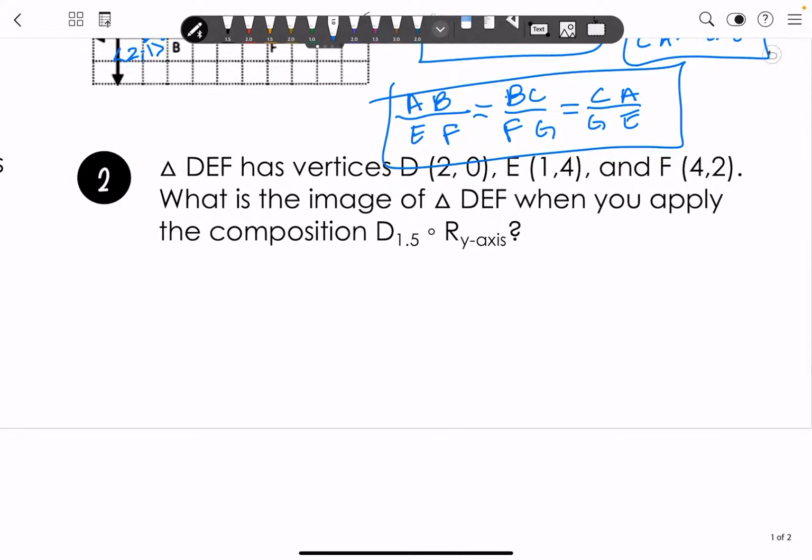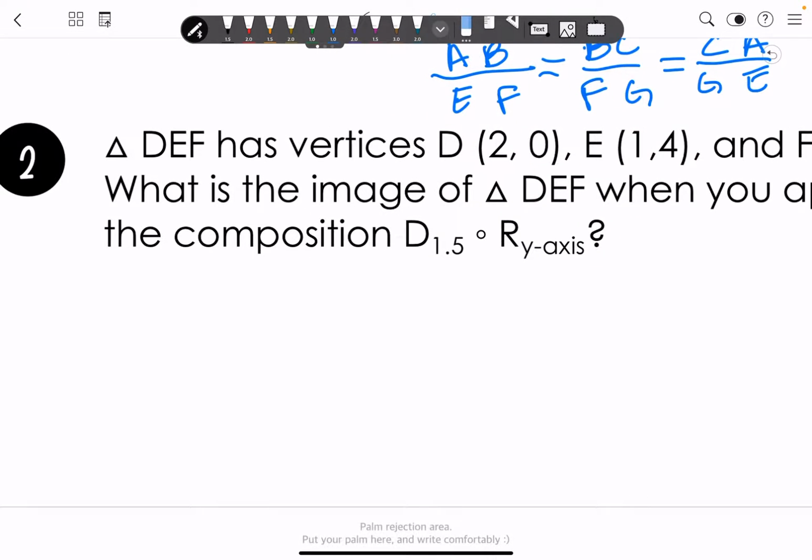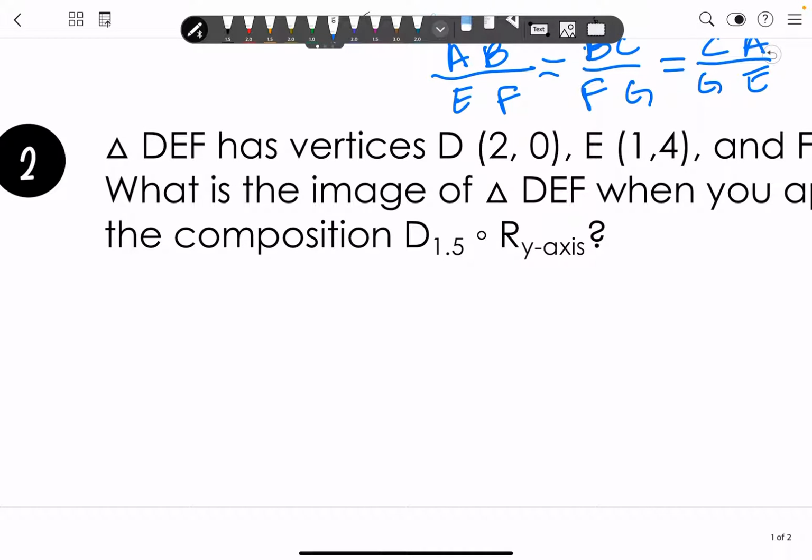All right, number 2, DEF has vertices, blah, blah, blah. What is the image of this when you apply the composition? So this is another way of writing the different transformations that can happen. So this is a dilation with a scale factor of 1.5. R over y-axis, you guys could probably figure that one out. And this is, in fact, the reflection over the y-axis.